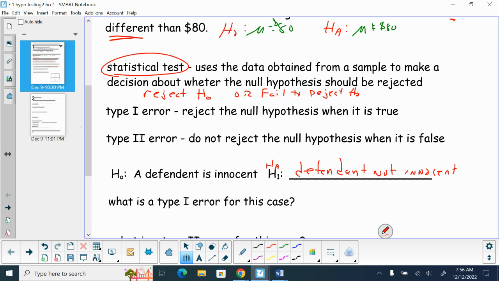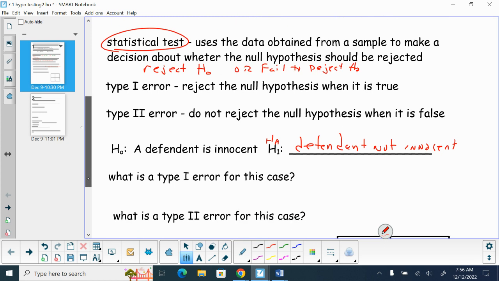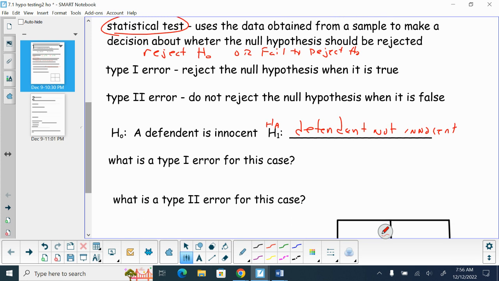What would be your type 1 error for this? Now, type 1 error, going back to the definition, you reject the null hypothesis when it is actually true. What has occurred here? We are making an error. The jury is making an error. What would be the error? They call the defendant guilty.